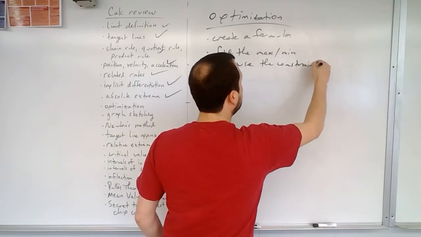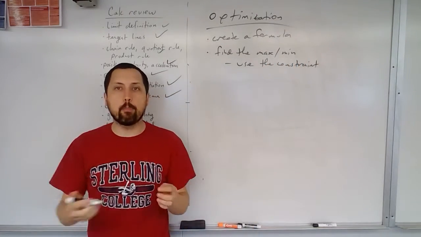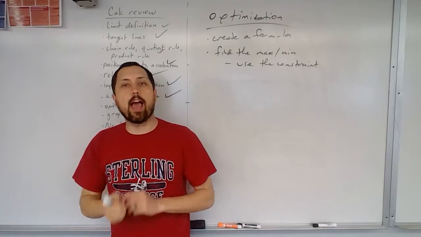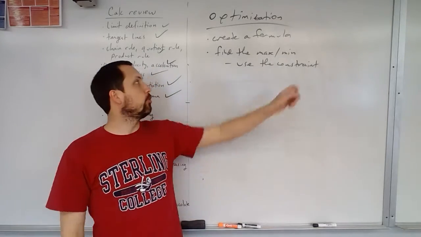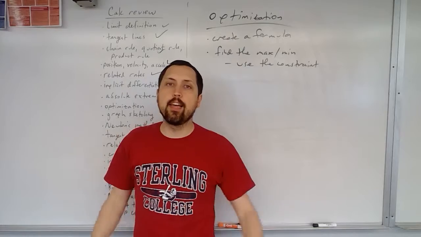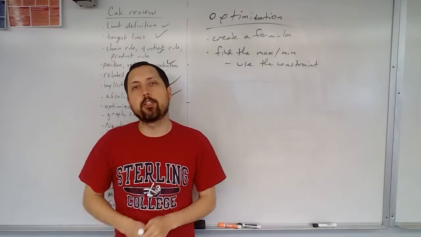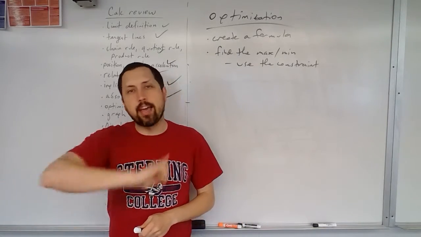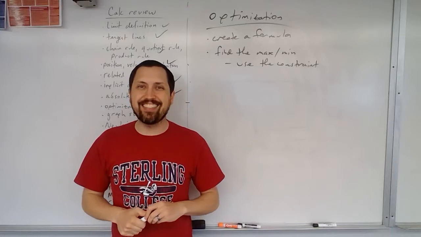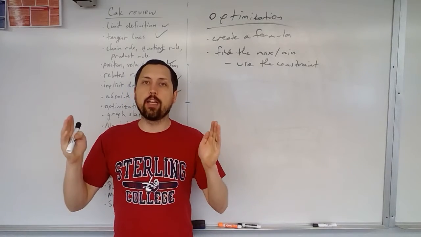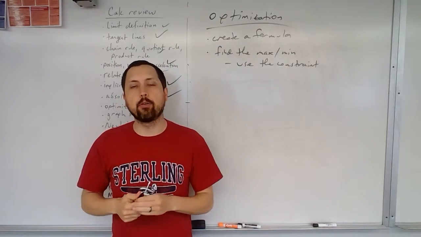So usually there's something that says you can't just have all possible values. We have something that's restricted, so we're going to use the constraint to help us get our function into a single variable. Then taking the derivative is very easy, and if you have a closed interval, you do exactly what we did with absolute extrema.